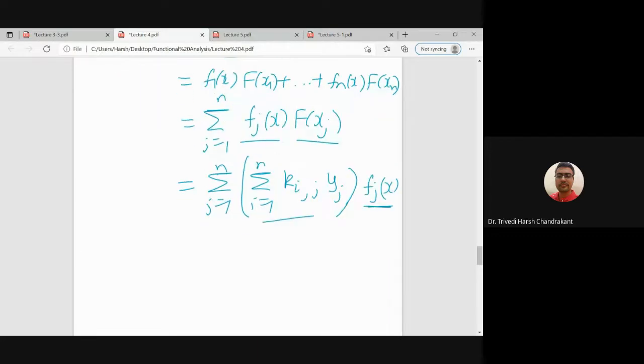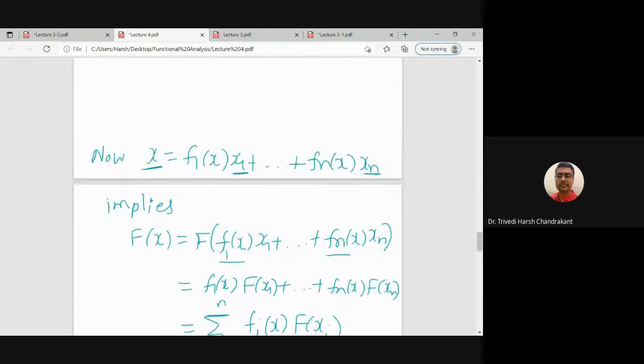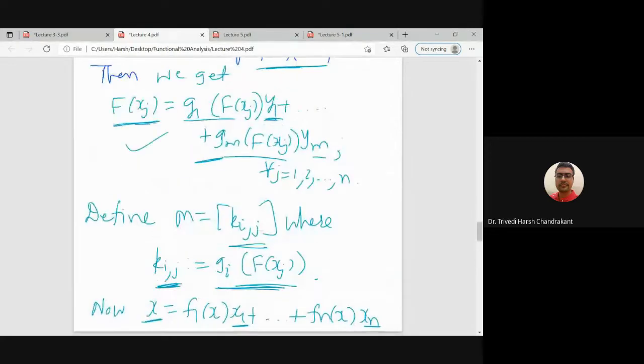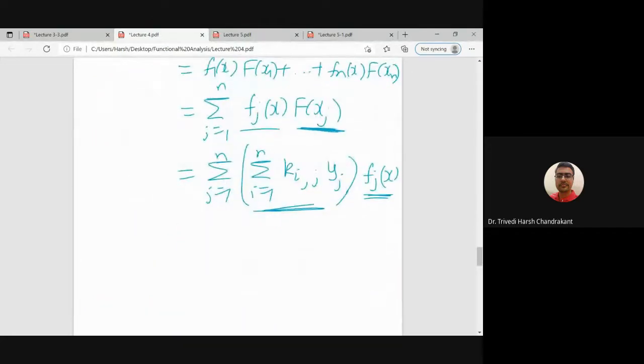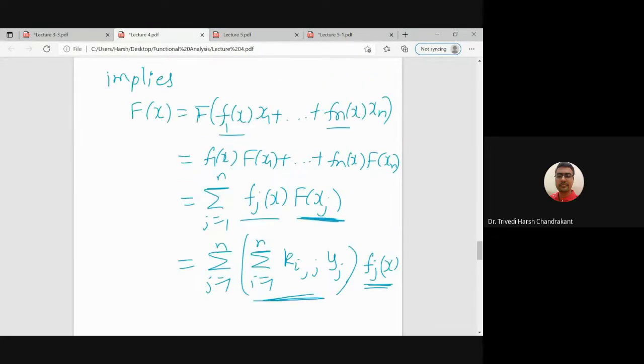So both these are numbers, so we can switch them. Basically, we substitute f(x_j) with this quantity using this equation and this one. So what did we get here? We get that our linear transformation is defined in terms of the matrix elements.